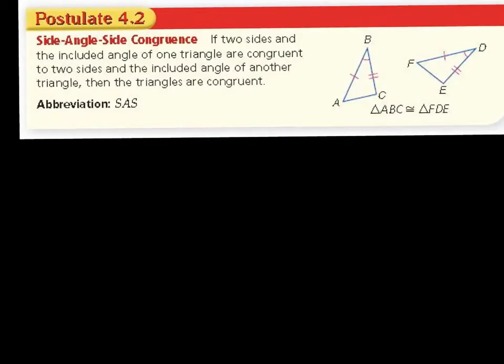So our other postulate that we have is the side-angle-side congruence postulate. If two sides and the included angle, so the angle that is included between the two sides of one triangle, are congruent to the two sides and included angle of the other triangle, then the triangles are congruent, and that's abbreviated side-angle-side, SAS.